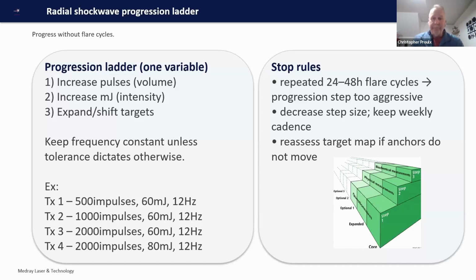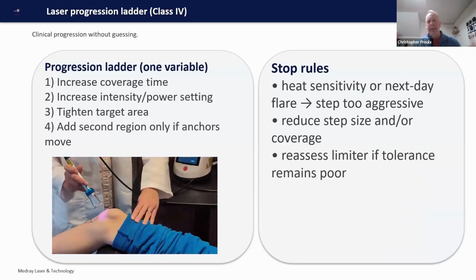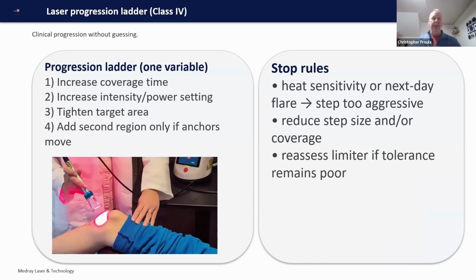So the stop rules are when we start to see these repeated flare cycles. And again, sometimes you don't know, and that's why we don't just have a steadfast rule for all these protocols. You might have someone who's more sensitive. You might have someone who's also, I won't say on an anticoagulant, but on something that might affect it. And let me tell you, it's not just anticoagulants, but all kinds of medications can have an influence on what might result as a flare up. So we always go back, we reassess, we look at our targets, and we think about what it is that we're doing. So then for laser, we might do a couple things.